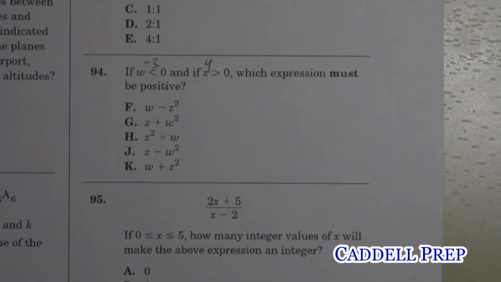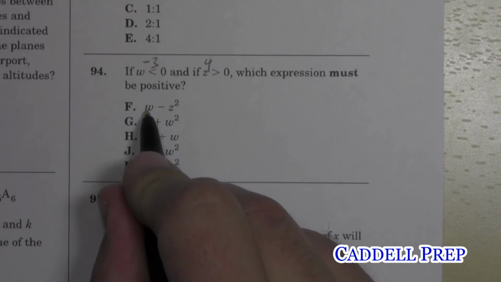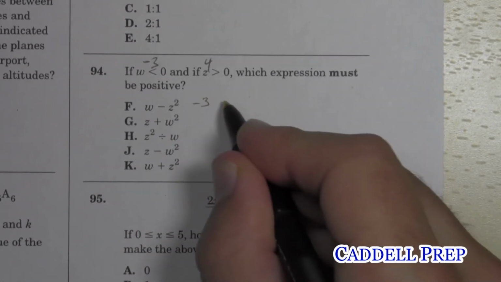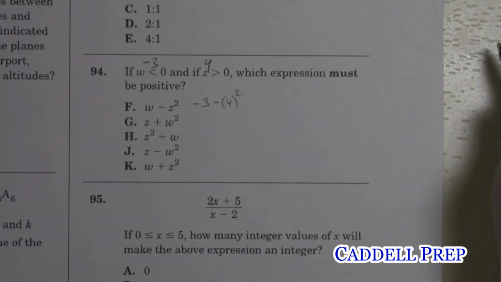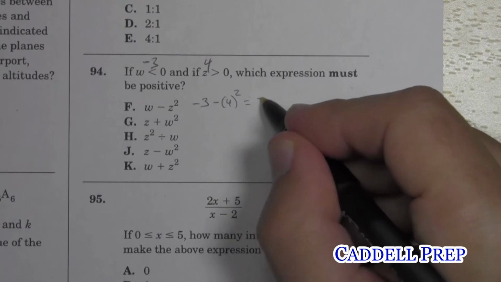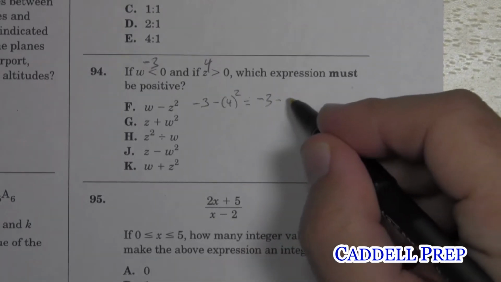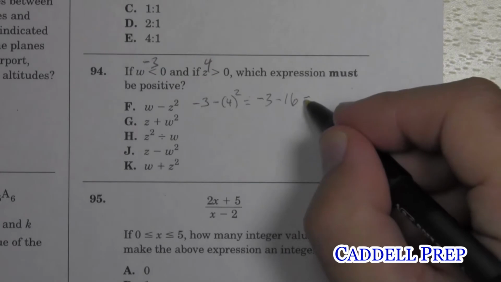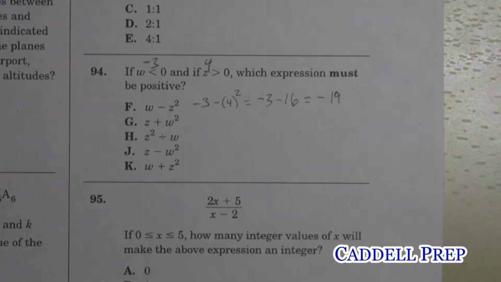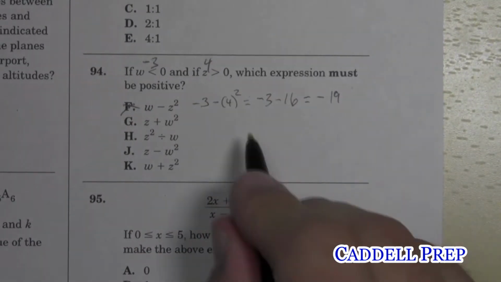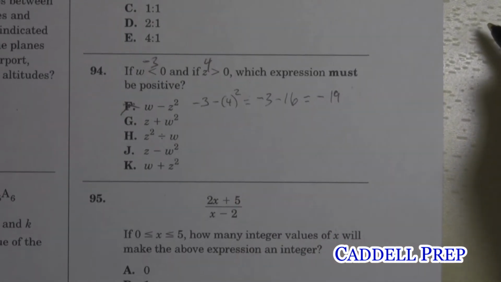Now we're just going to try each one of the choices and see which one of them are positive. So w, -3, minus 4 squared. So this is really -3 minus 16, and that equals -19. So if it's not positive here, then it definitely isn't always positive, which is what must implies.